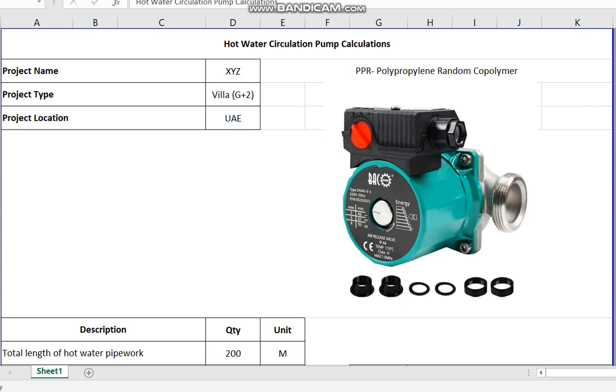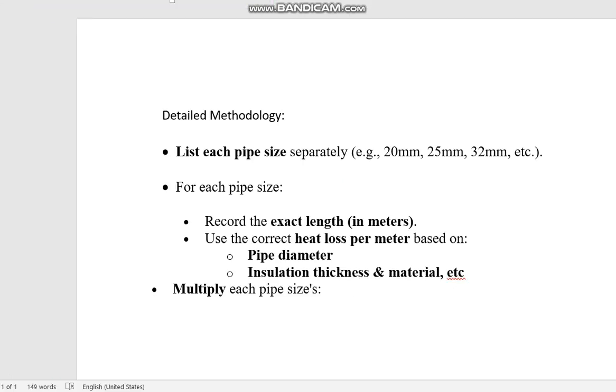For actual project execution, like high-rise building and mid-rise building, you must calculate heat loss for each pump, each pipe size. Like if you have 20 mm, 25 mm, 32 mm, you have to list each pipe size separately, and for each pipe size you have to record the exact length in meters and consider the heat loss per meter. That is a detailed procedure we have. I will show this procedure also in the upcoming video.